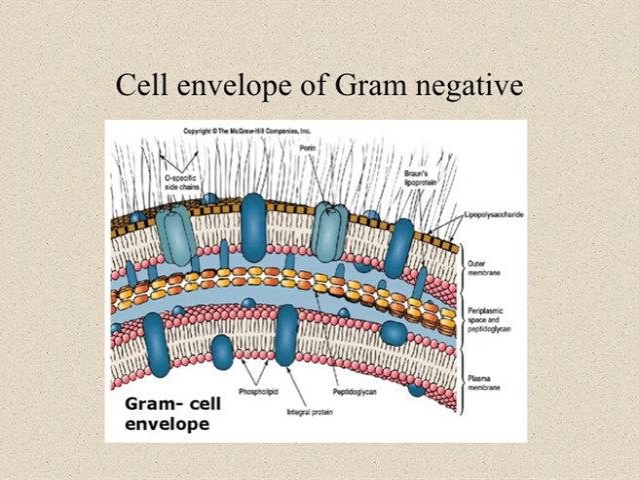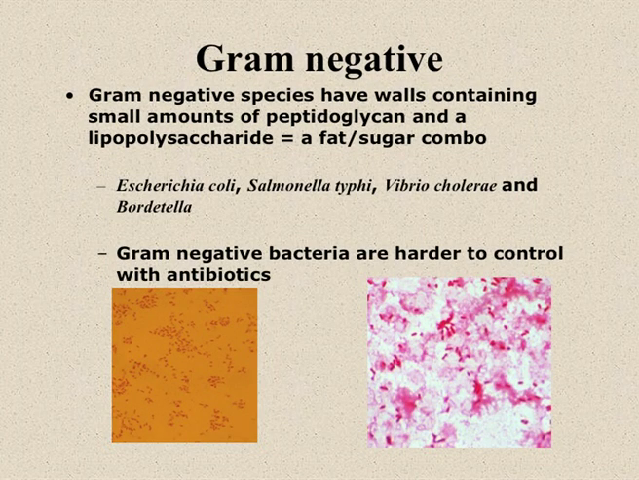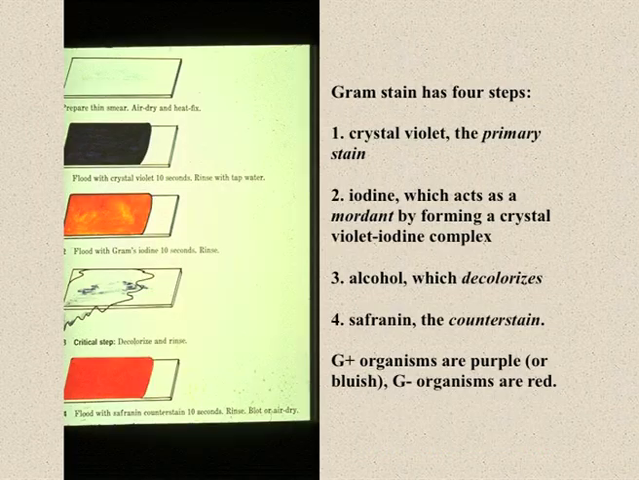So by this, what we can say about the cell wall of bacteria is that it can be differentiated into gram positive and gram negative based on the staining technique called gram staining. This is the procedure of the gram staining technique by which we can differentiate the cell wall, and by this we can know the composition of the cell wall.